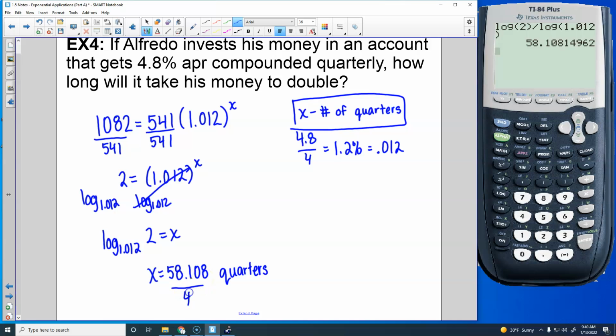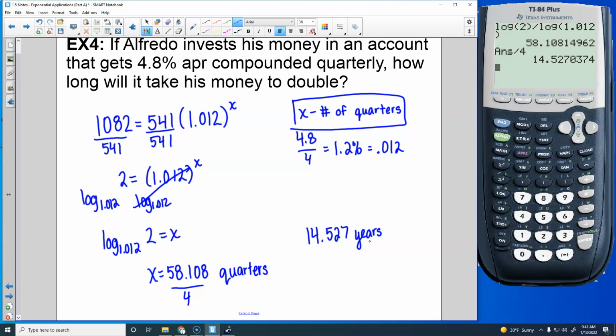Divide it by 4. And so if we divide it by 4, we're going to get 14.527 years. And this is exactly the way your compounded interest, or any interest that's compounded at any amount, not just quarterly, but at any amount, is going to work for you. It didn't matter if Alfredo put $1 in this account and left it for 14.527 years, then he would have $2 after that amount of time, right?